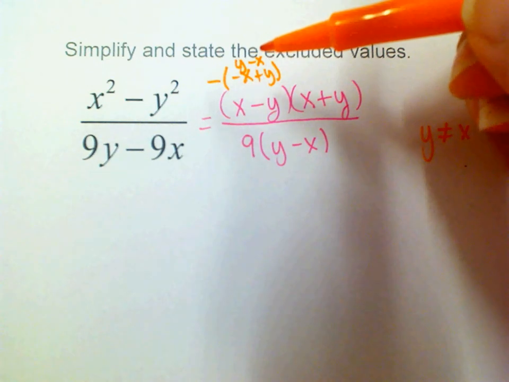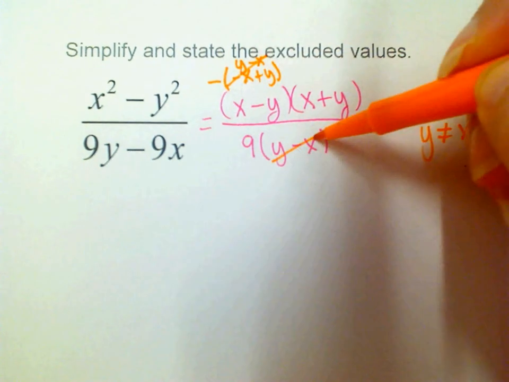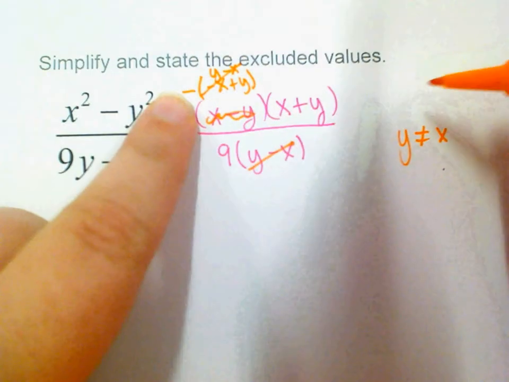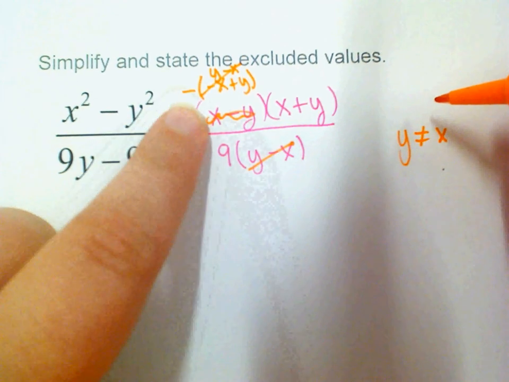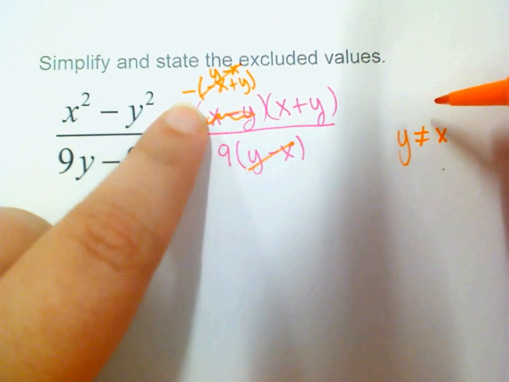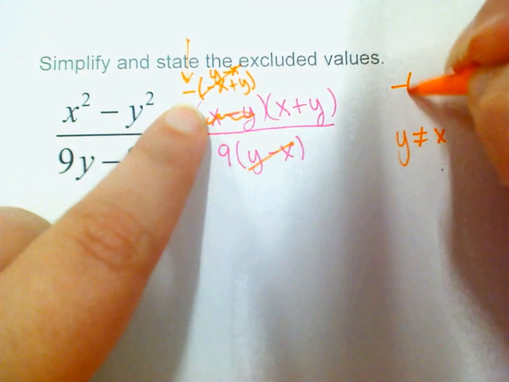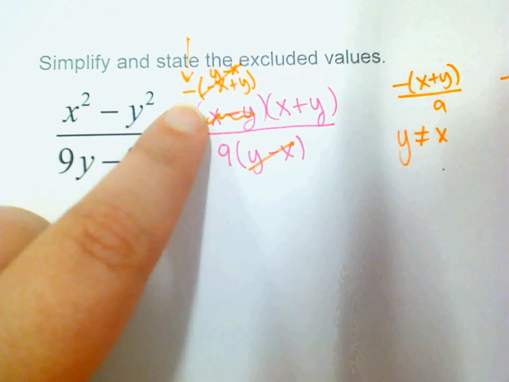Okay, so the y minus x and the y minus x cancel each other out. What am I left with? Negative x plus y over 9, or negative x minus y over 9. Don't forget the negative. Oh, let me actually show it.